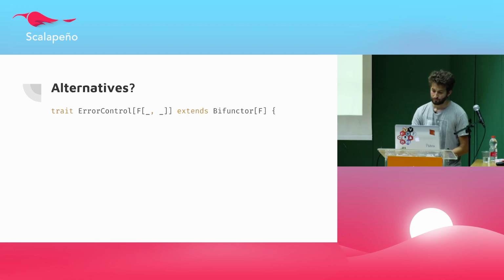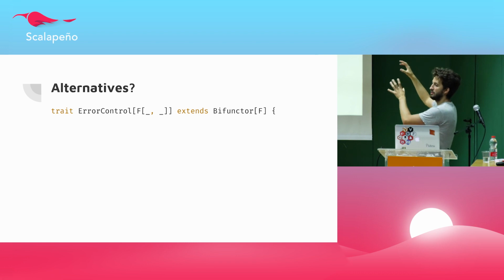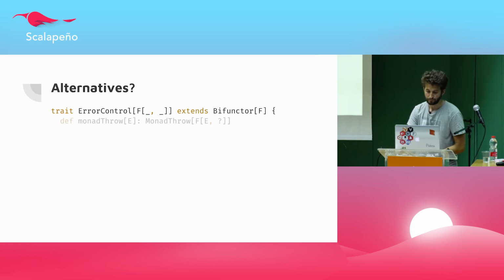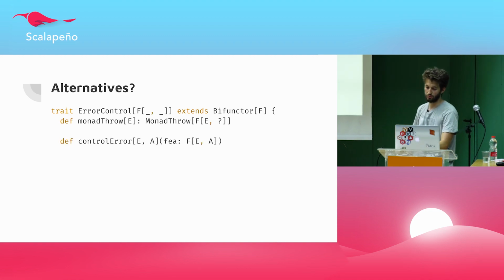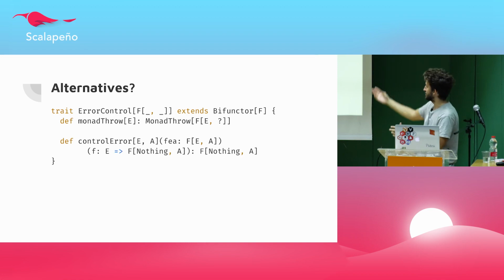And what we can do, and that's something that John I think also came up with for Scala Z8, is to have this error control-like thing. I'm not sure what it's called in Scala Z, but it extends bifunctor instead and just lifts all of those two type parameters into the same type constructor. And then we can have this monad throw instance, a control error again, that just does exactly the same thing that we saw in the bio instance.